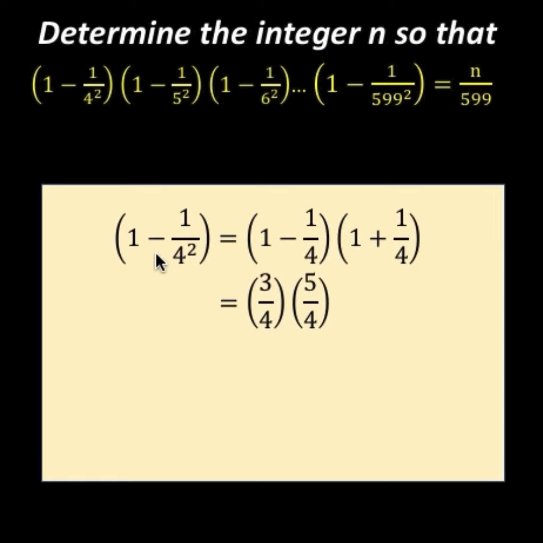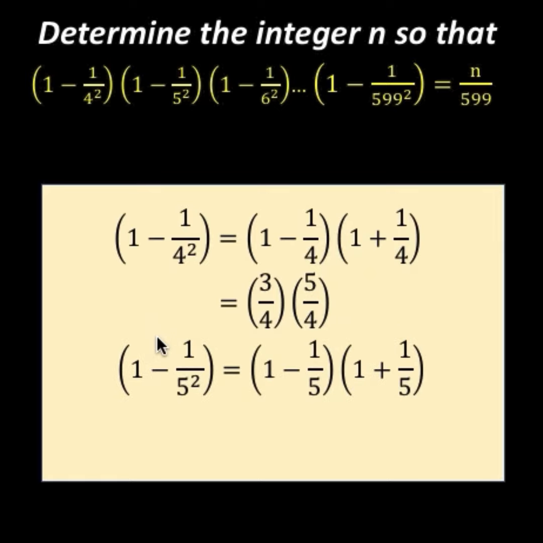Let's take a look at the second factor, 1 minus 1 over 5 squared. This is also a difference of two squares, and that is equal to the product of the sum and difference of the two numbers 1 and 1/5. And simplifying this, we arrive at 4 over 5 times 6 over 5.